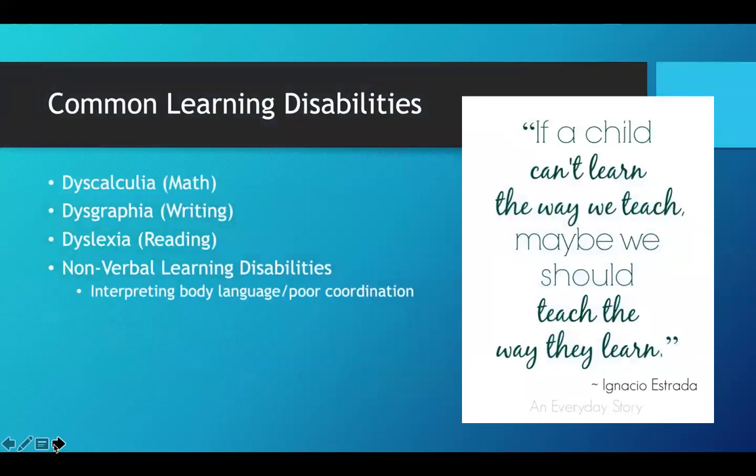So some of the common learning disabilities that there are is dyscalculia. This affects math. Dysgraphia affects writing and a lot of the language arts that we do in school. Dyslexia is reading, and nonverbal learning disabilities. This means a student cannot interpret body language, or they just don't have the coordination that they need to accomplish their day-to-day life.